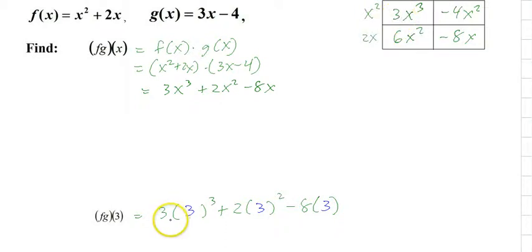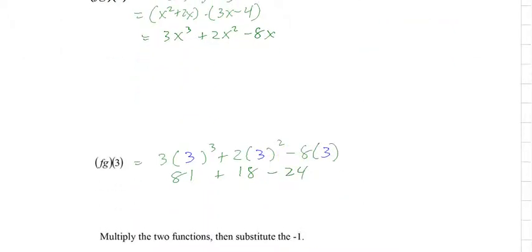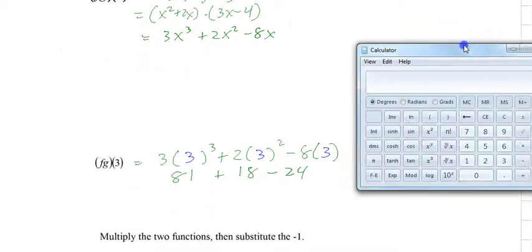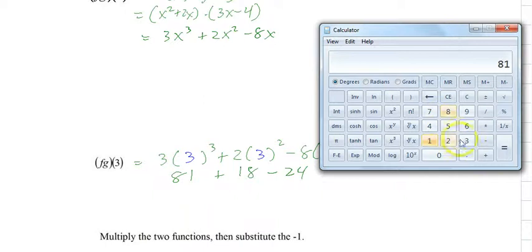And just simplify. So that's 81 plus 18 minus 24. And you can plug that all straight into your calculator, which is 81 plus 18 minus 24. 75.